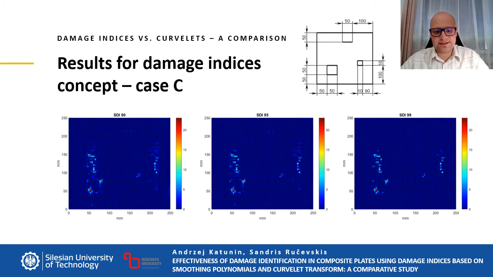And finally, case C, where we have a multi-damage case, we can see quite well the square damage, the bigger square. We can barely see the lower square, but we don't see well the crack, the third damage. Moreover, we can see here a lot of falsely detected damage, so a lot of pixels that show some increased amplitude, but which are not attributed to damage.